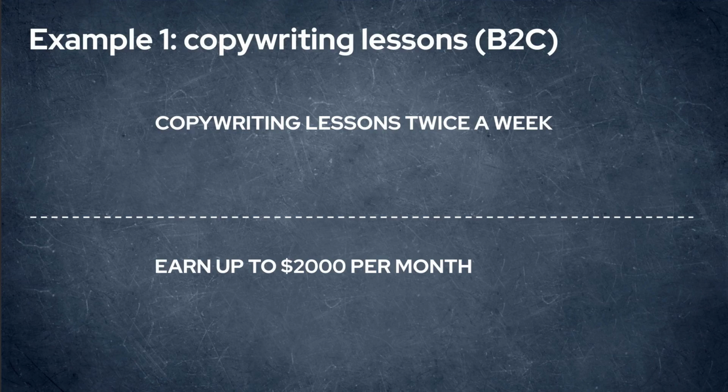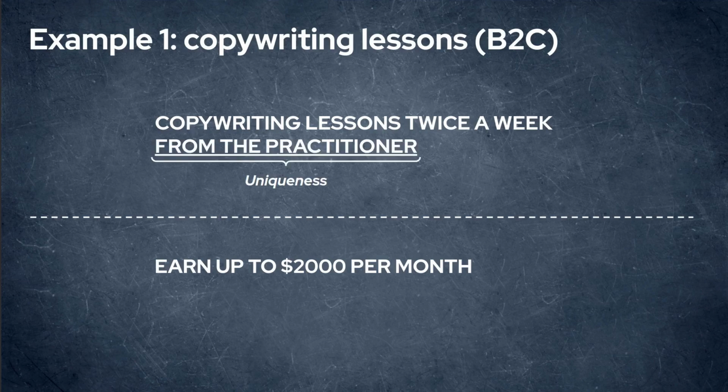In the first example, we can say that the lessons are from the practitioner. Copywriting lessons twice a week from the practitioner. In addition to being unique because not everyone can boast of this, it is also a benefit because it is a label that closes the needs of the social instinct.